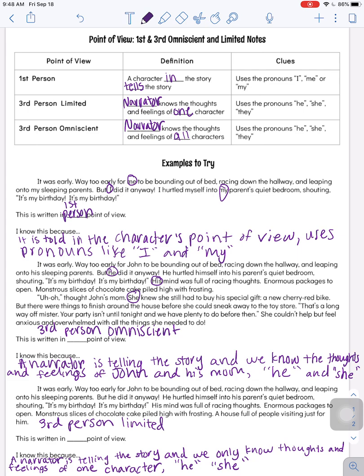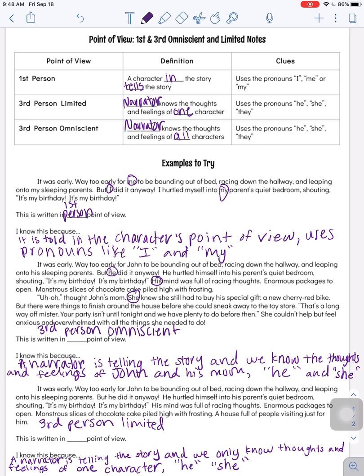Okay. So, to review, first person point of view is when a character in the story tells the story, and we'll see pronouns like I, me, and mine. Third person limited point of view is when a narrator outside of the story tells the story, and the narrator knows the thoughts and feelings of just one character. This will use the pronouns like he, she, and they.